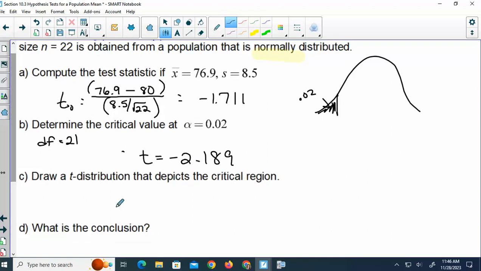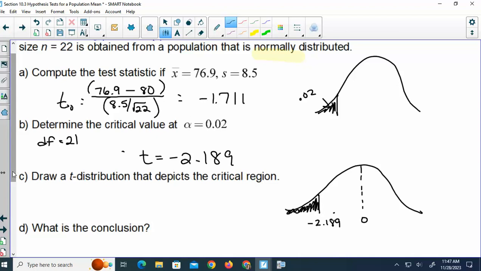So our third step, I'm asking for a picture, which I already kind of drew. But what that's saying is, here's our critical value. If we do the classical approach, then anything in this shaded region we would reject. When we found our test statistic, we got negative 1.711. Remember, this is centered at 0. So is negative 1.711 in this shaded area? No, because it's centered at 0. So negative 1.7 would be like here.